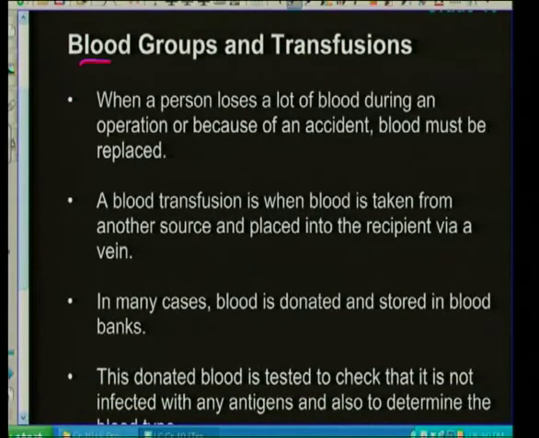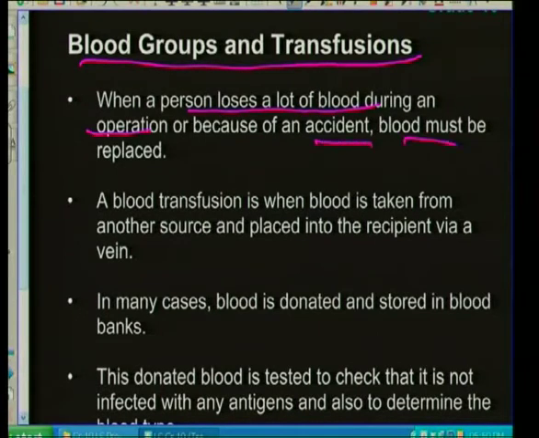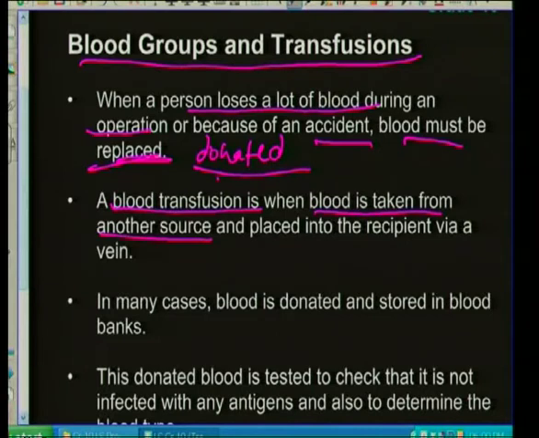So when we're looking at blood groups and transfusions, when a person loses a lot of blood during an operation or an accident, blood must be replaced. In other words, he must get some blood donated to him. A blood transfusion is when blood is taken from one source and placed into the recipient via a vein. In other words, it is injected into the vein and the blood is then transferred to the recipient.